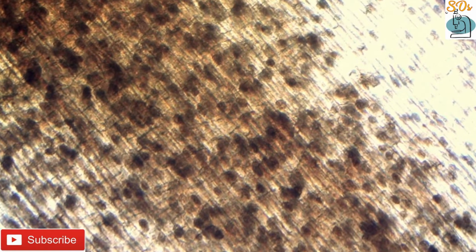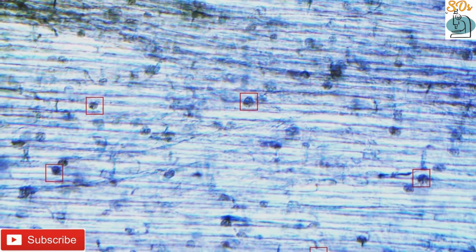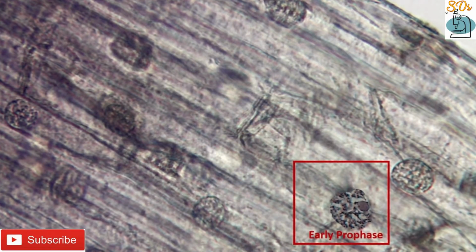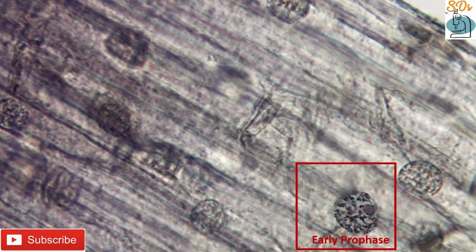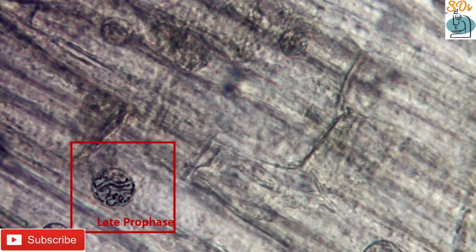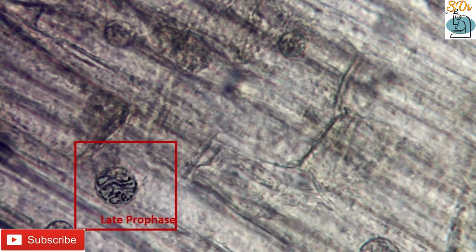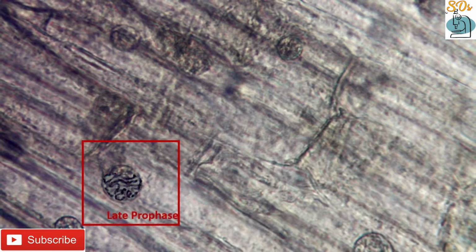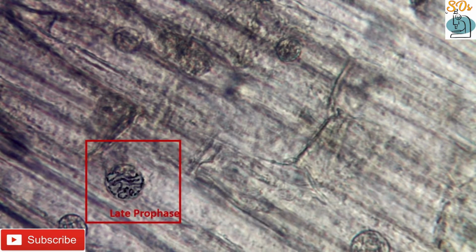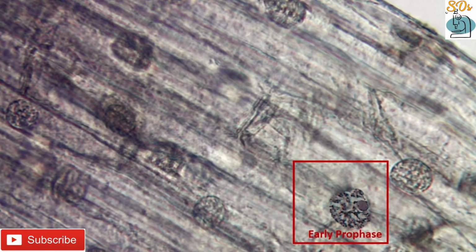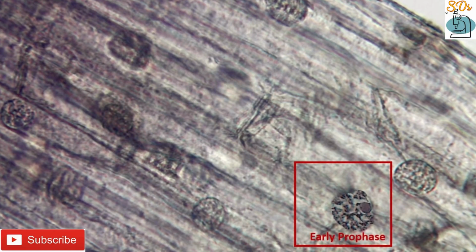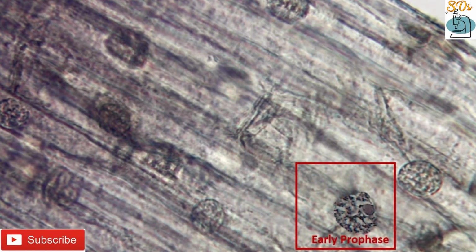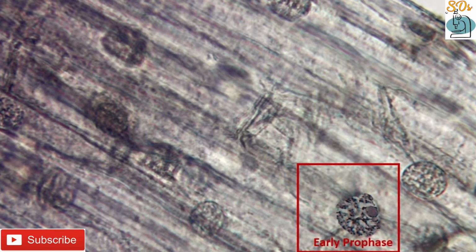Mitosis begins at prophase with the thickening and coiling of the chromosomes. The nuclear membrane and nucleus shrinks and disappears. Here you see the early prophase phase. In early prophase phase, the chromosomes are thickened and coiled.